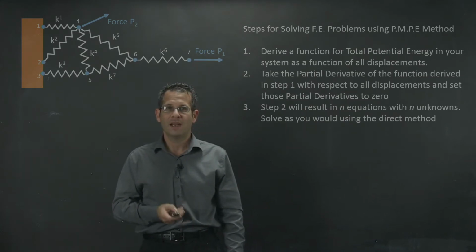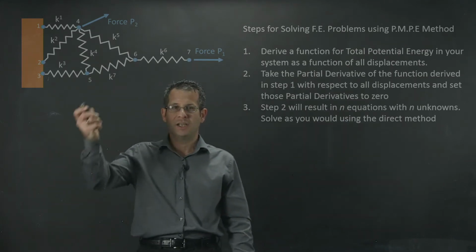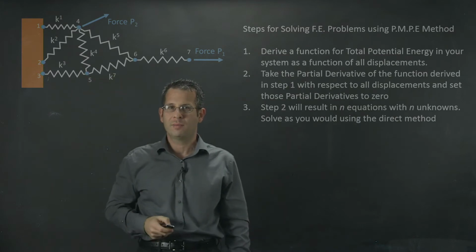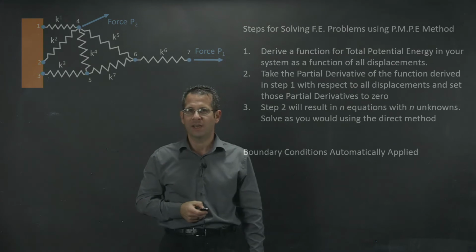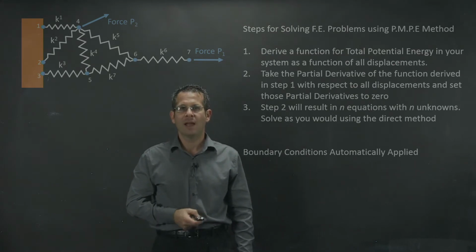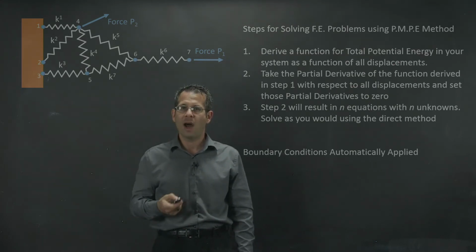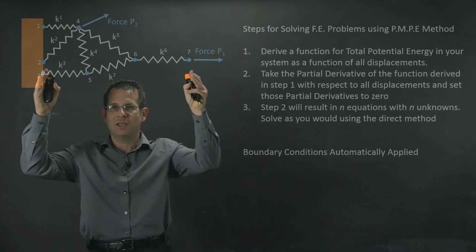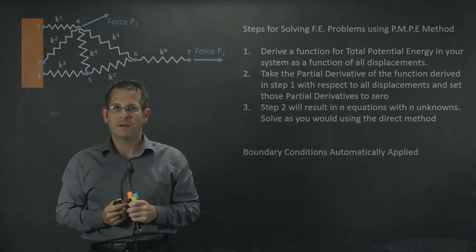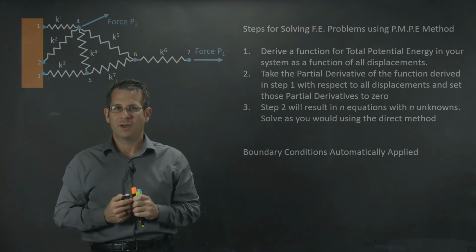Now, I'd also like to point out an advantage to using the method of minimum potential energy. And that is, we never had to apply boundary conditions to our problem. That step is removed. Why? Because the application of the boundary conditions was baked into our derivation of the minimum potential energy method.